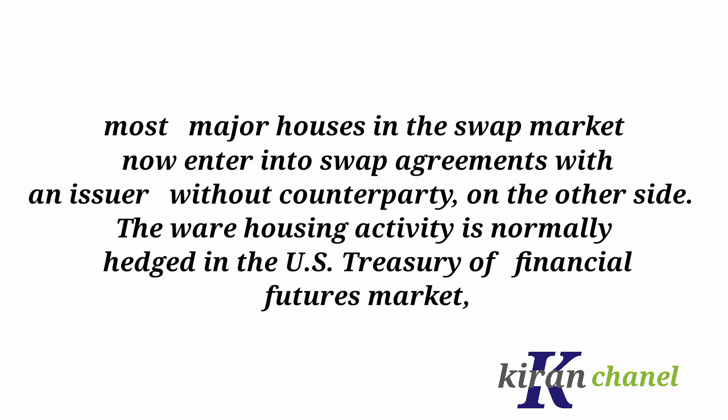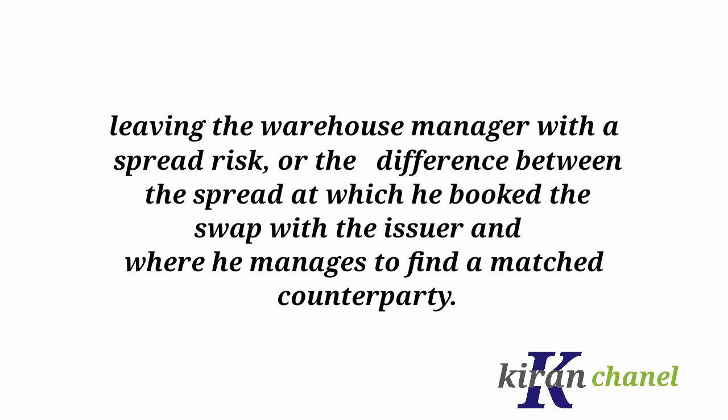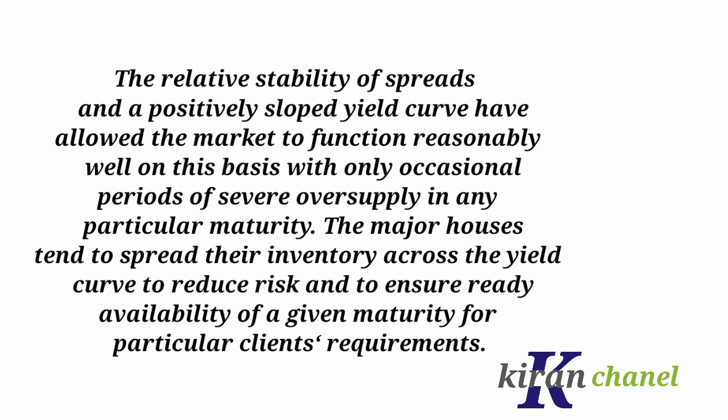Most major houses in the swap market now enter into the swap agreement with an issuer without a counterparty on the other side. The warehousing activities are normally hedged in the US Treasury or financial futures market, leaving the warehouse manager with the spread risk, or the difference between the spread at which he booked the swap with the issuer and where he managed to find a matched counterparty. The relative stability of spread and positively sloped yield curve have allowed the market to function reasonably well on this basis, with only occasional periods of severe oversupply in any particular maturity.